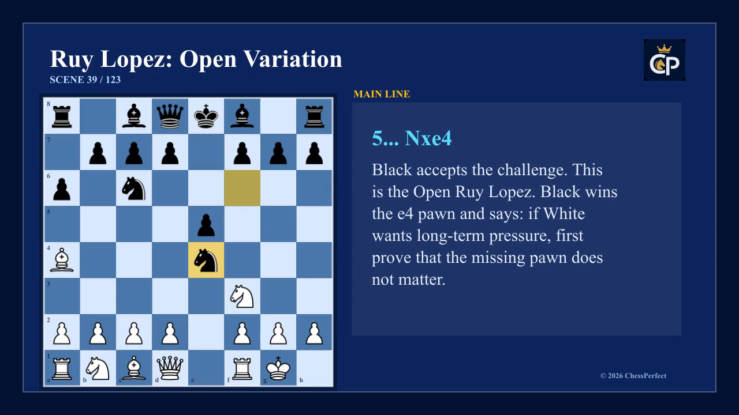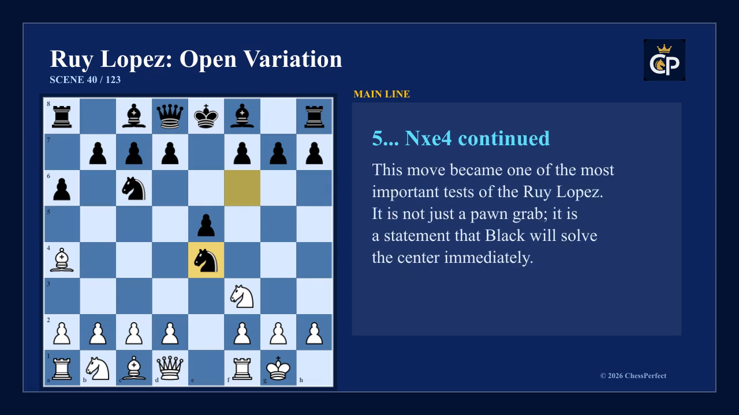Knight takes e4. Black accepts the challenge. This is the open Ruy Lopez. Black wins the e4 pawn and says, if White wants long-term pressure, first prove that the missing pawn does not matter. This move became one of the most important tests of the Ruy Lopez. It is not just a pawn grab, it is a statement that Black will solve the center immediately.